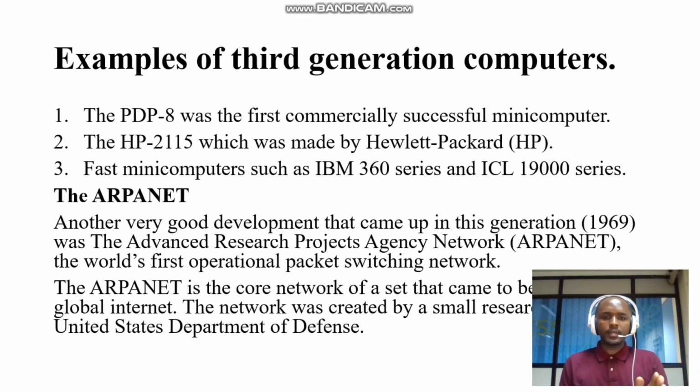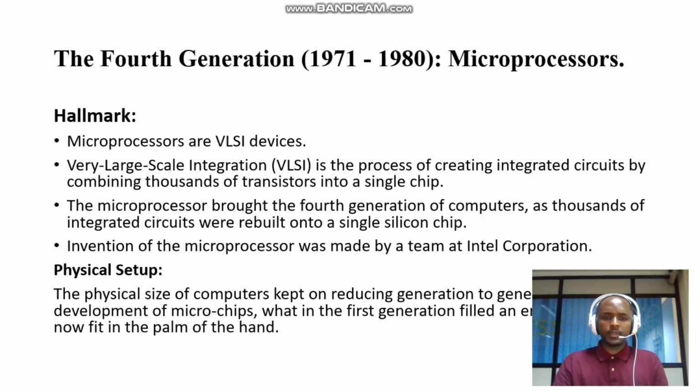Examples were the PDP-8, the first commercially successful mini computer, and the HP 2115, which was made by Hewlett Packard, and mini computers such as the IBM 360 series. Then one of the great inventions during the third generation computers was the ARPANET. Another very good development that came up in this generation was the Advanced Research Projects Agency Network, the world's first operational packet switching network, which was majorly developed by a team in the United States Department of Defense.